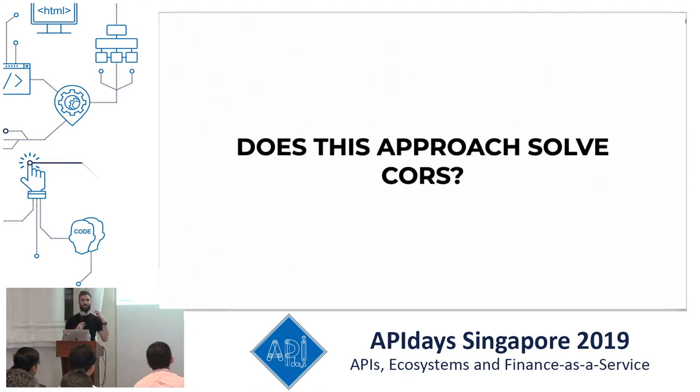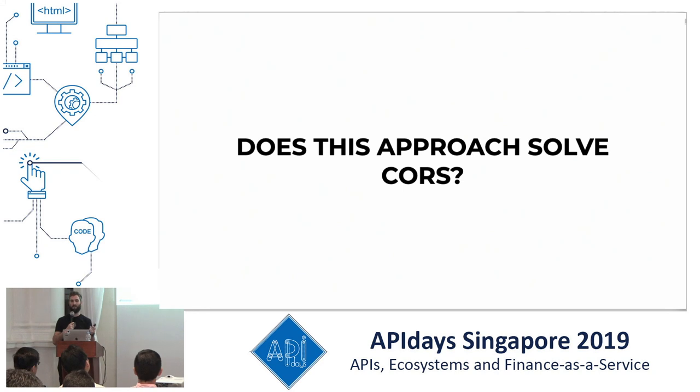So to summarize, does this approach solve CORS? Who thinks it does? I think it does, because you can pass along a JSON Web Token to any server who knows how to verify them, and they can do whatever they need to do with this token. A JSON Web Token is not linked to an origin, it's linked to a signature, basically a secret or a private key.